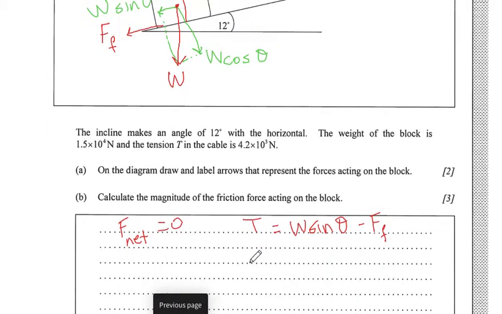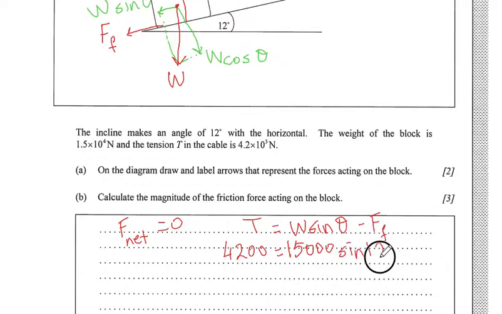Okay, so the rest is plugging in the numbers. For tension, we know this is 4,200. Weight is 15,000. The angle is 12 degrees, which gives us the force of friction. So you calculate this, subtract it from 4,200. We find that the force of friction magnitude is about 1,000 newtons.